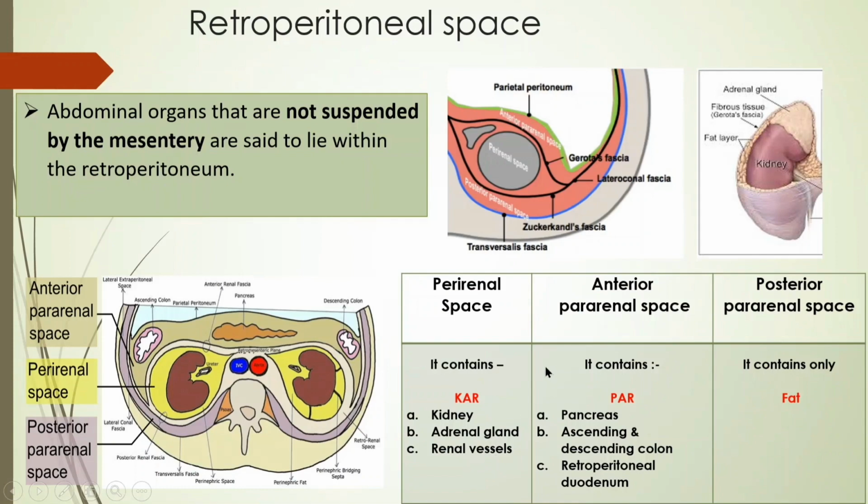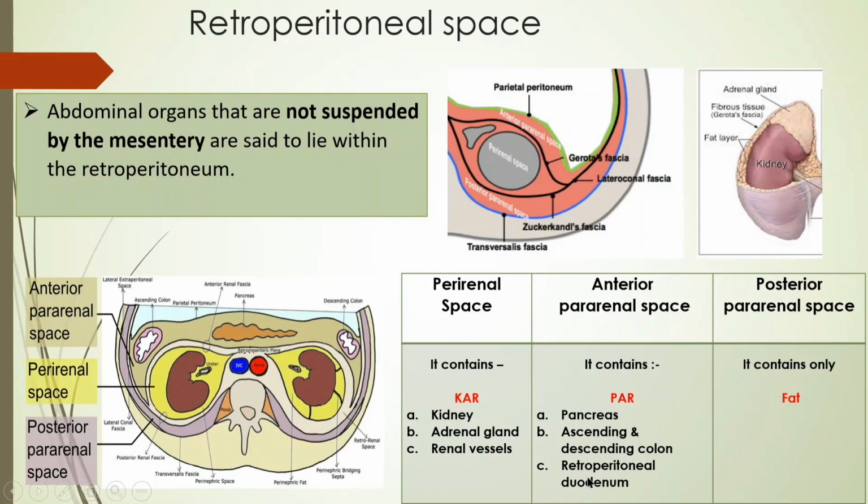There's also perirenal fat present here, which is also called the adipose capsule of the kidneys, and can also be regarded as part of the perirenal space. It's not that important, but you can still include it. The anterior pararenal space is bounded by the posterior layer of the peritoneum and the anterior leaf of the renal fascia. It contains the pancreas, ascending and descending colon, and most of the duodenum.